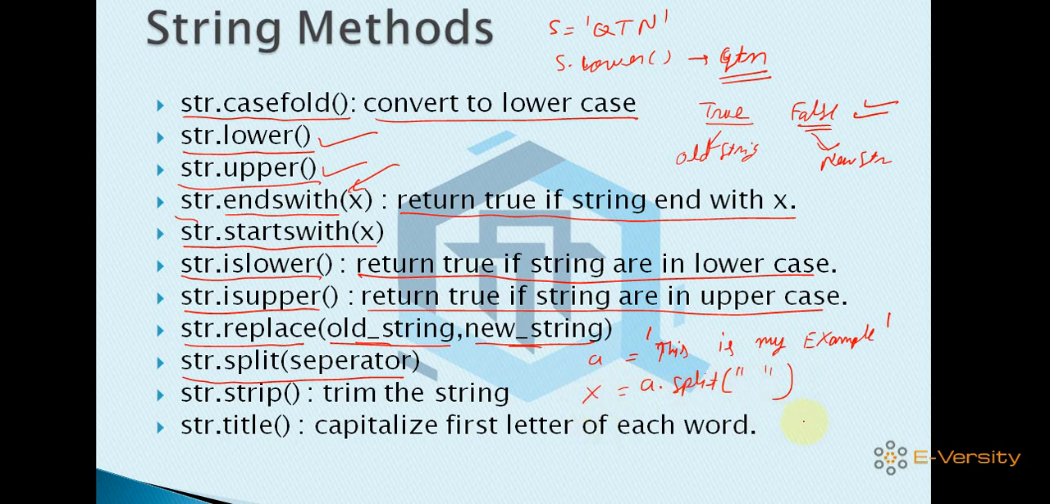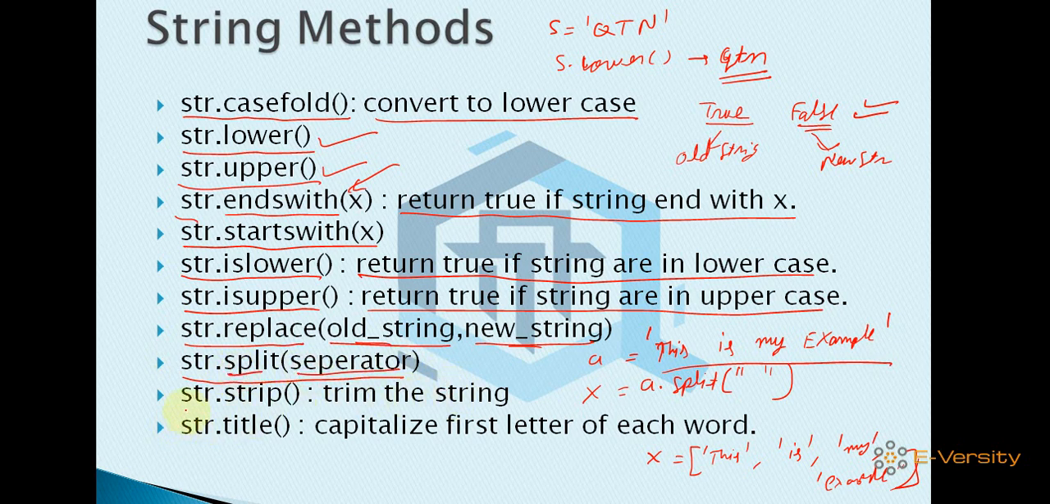I am taking the variable x here. So if I write x equal to this, x is storing the list: this, is, my, example. Sometimes we need to split the string on the basis of some separator. You can do that using the split function and passing the separator here.